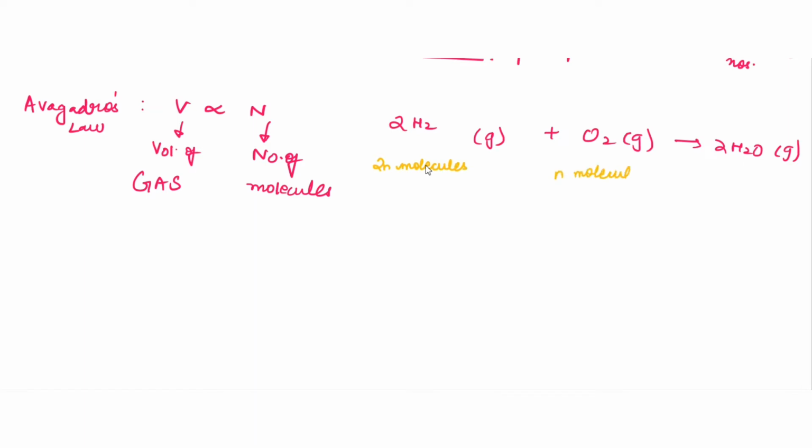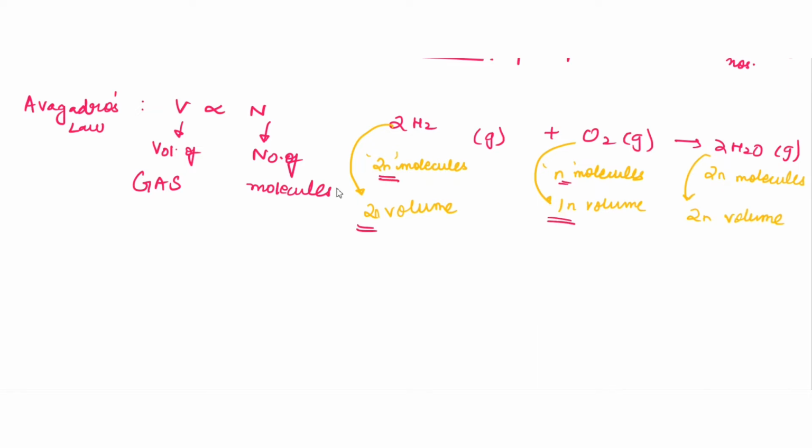Same equation we consider. H2 plus O2 gives H2O, all in gaseous state. When 2n molecules of H2 and n molecules of O2 are used, we find 2n volumes of H2 and 1 volume of O2 used and 2n volumes of H2O produced. So what do we observe? That there is direct variation between the volume of the gas and the number of molecules.